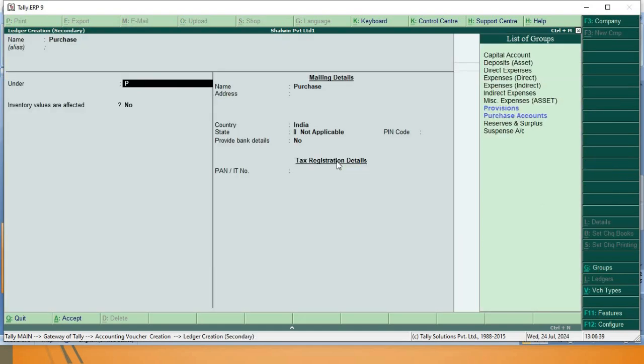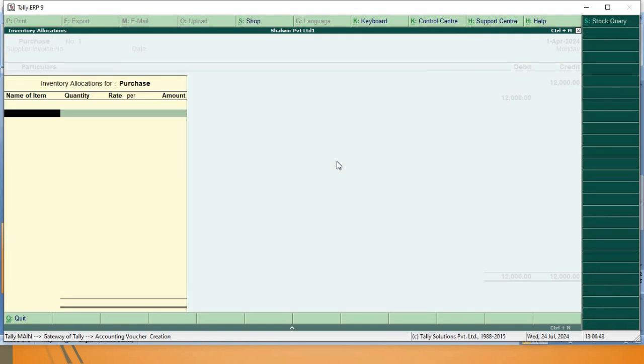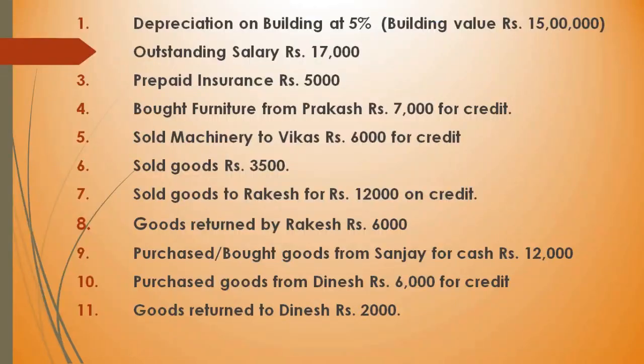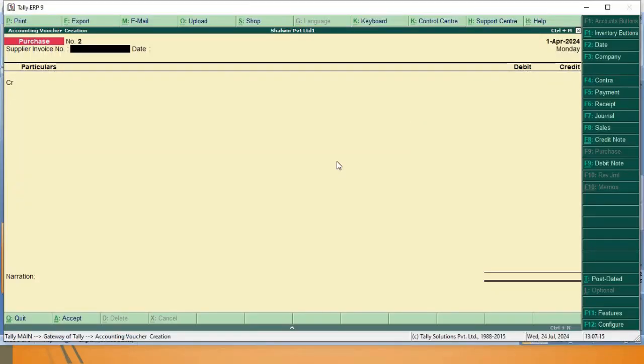Purchase under purchase account. Purchase goods from Dinesh, rupees 6,000 for credit. So one is purchase account, the other one is Dinesh account. This also has to be entered in purchase voucher. So we are in purchase voucher.